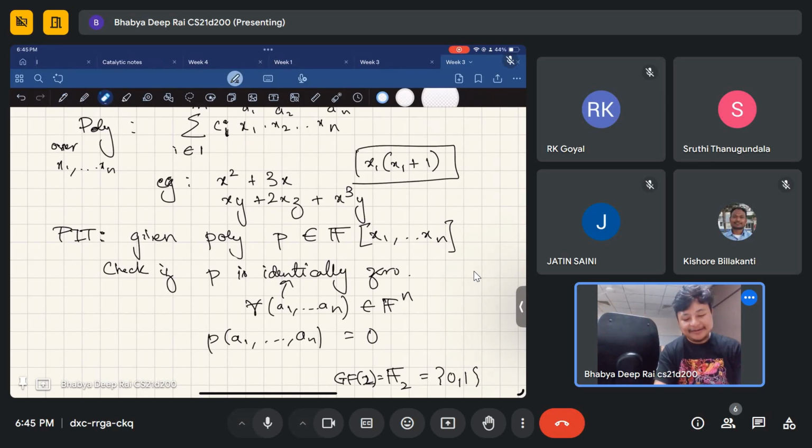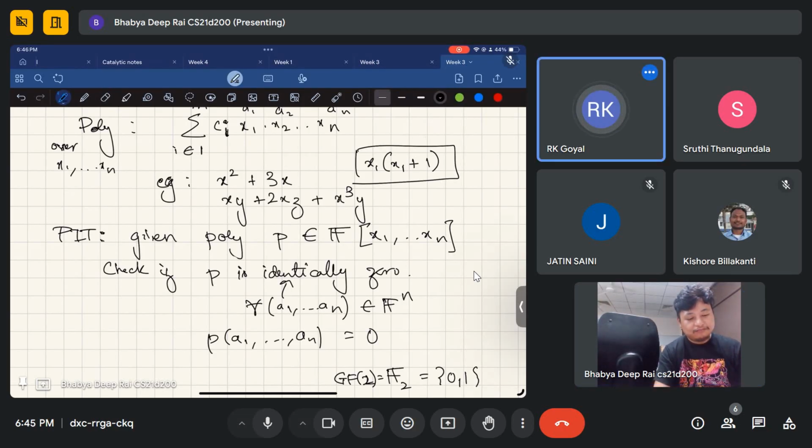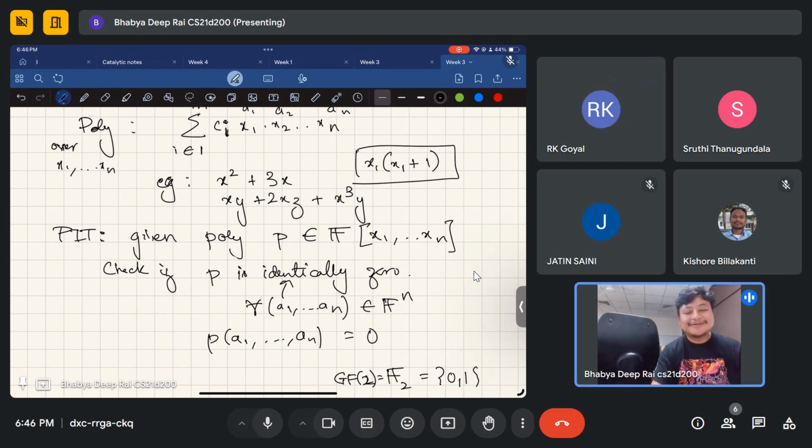Over reals, let's say. If I make this value 0, the value of x1 would be either 0 or -1, and -1 is there over the reals. So over reals, it is not a zero polynomial, right? Because if I put 2 here, 2 plus 1 is 3, 3 times 2 is 6. So the answer is 6. So it's not a zero polynomial.